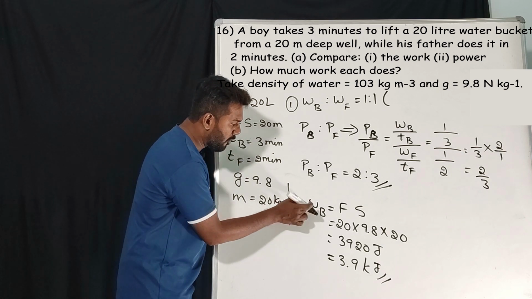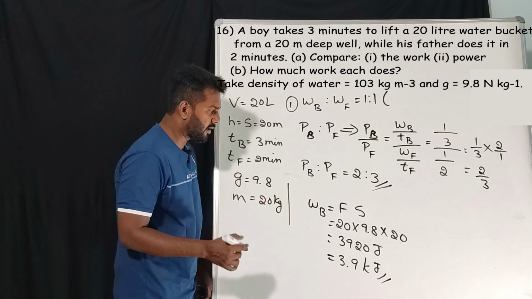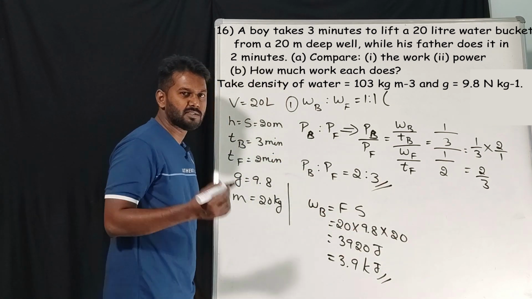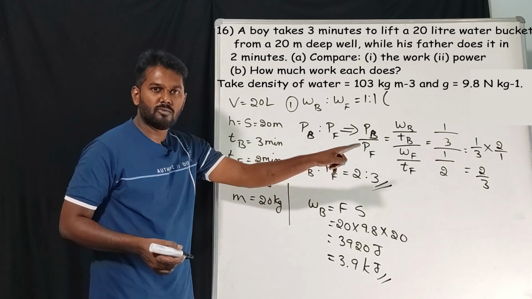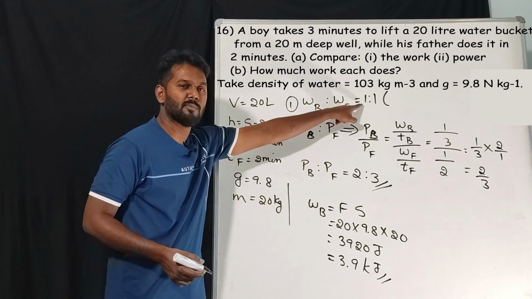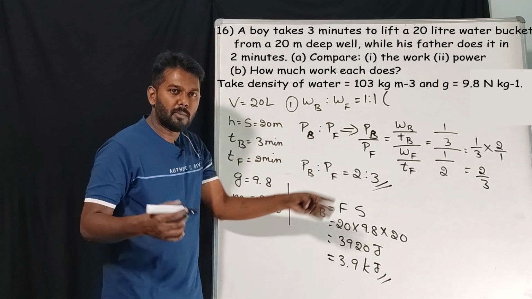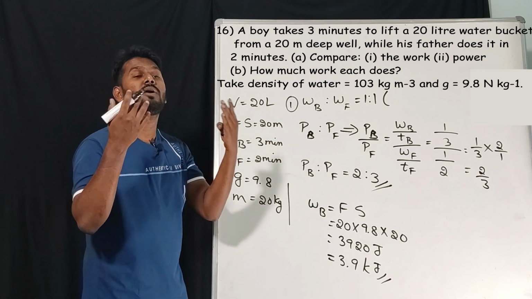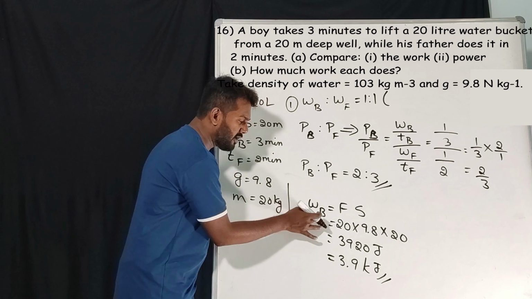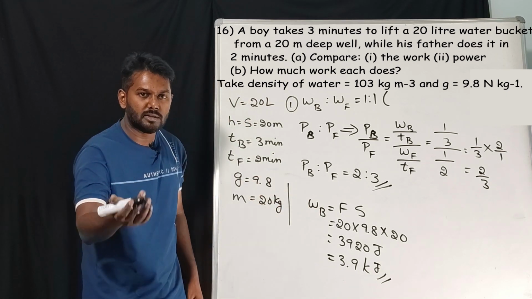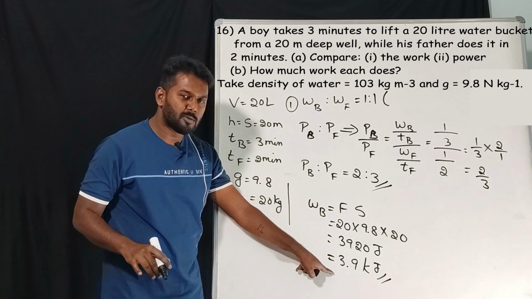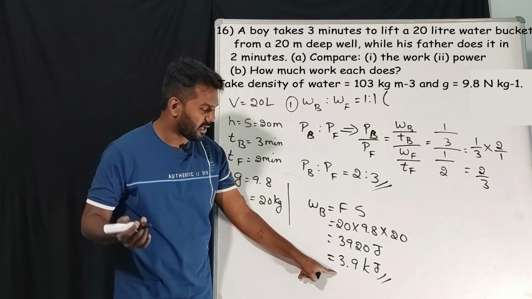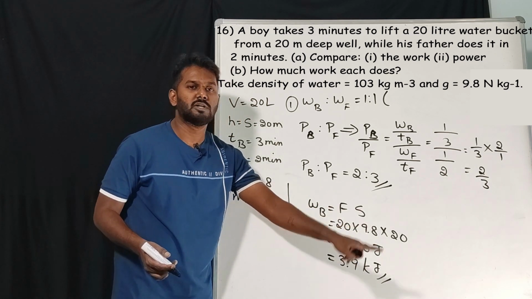Now listen, this is the work done by the boy, correct? Next, work done by the father. Work done by the boy and work done by the father are the same. That is what we have mentioned here, right? Because they are taking different times, but work done does not depend upon time, correct? So work done by the boy or work done by the father will remain the same. So work done by the boy and work done by the father is 3.9 kilojoules.